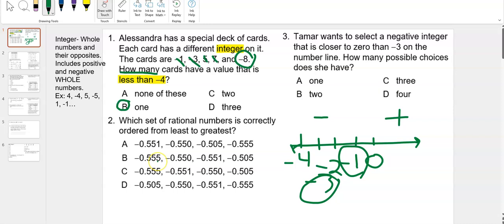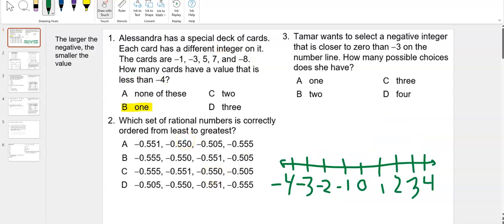All right, number 2. Which set of rational numbers is correctly ordered from least to greatest? All right, so there's two things we need to know here. So we need to know how do decimals compare? Like, how do I know which decimal is larger or smaller than another? And again, we need to know about negatives. We want to go least to greatest, so we're looking for the smallest number first. So remember, smaller numbers are further to the left on the number line, right? The further to the left, the smaller it is. So we are looking for numbers that would fall further left on the number line.